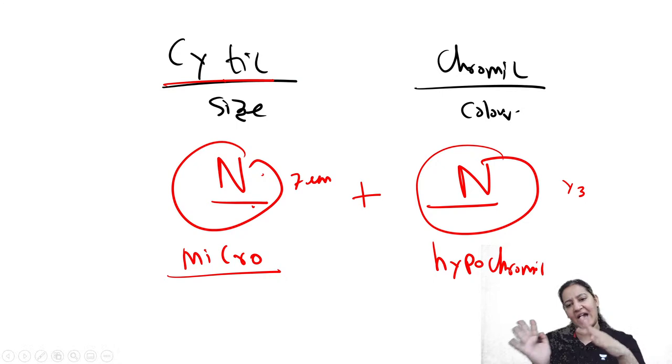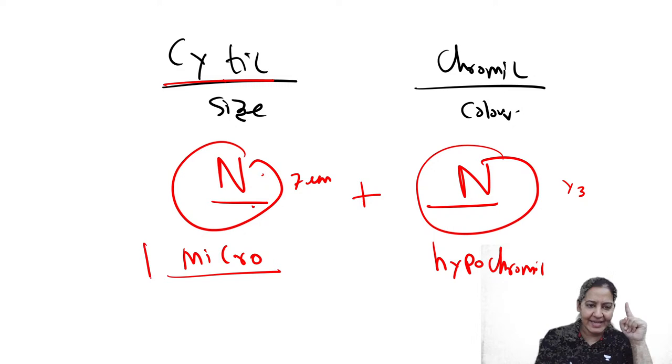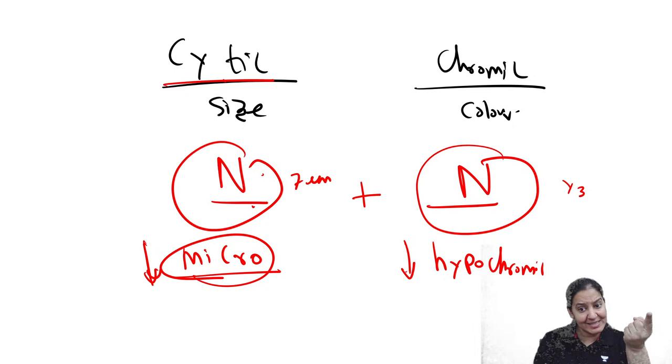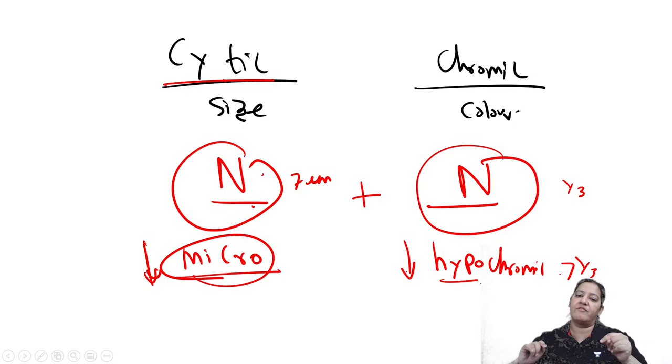So color is also less. Here, normo is done, now micro and hypo. So size is less, color is less. Size is less, known as microcytic, and colorless, known as hypochromic, right? Colorless means peripheral two-third is less filled. So central one-third pallor will be enlarged. Central one-third pallor will be enlarged and a peripheral rim of the color will be there. That is the second type.